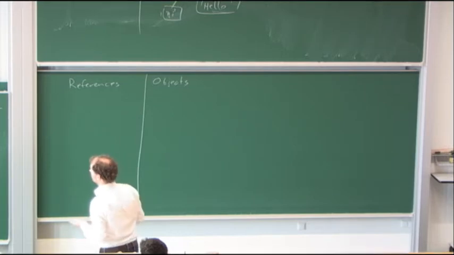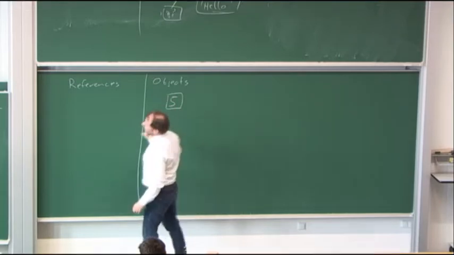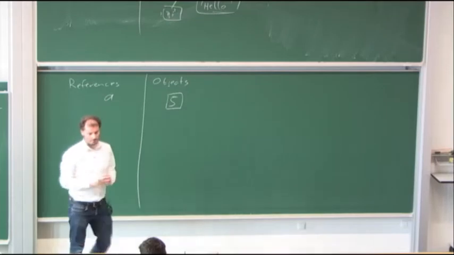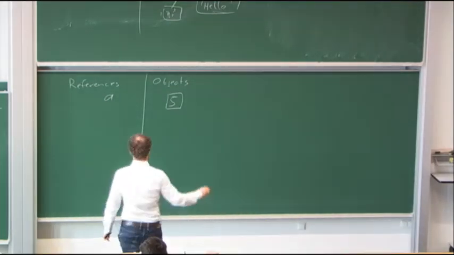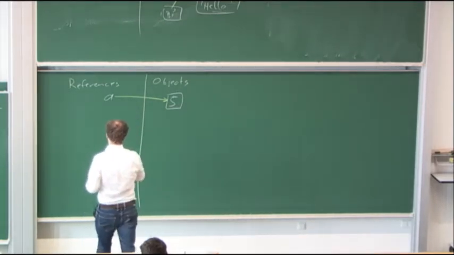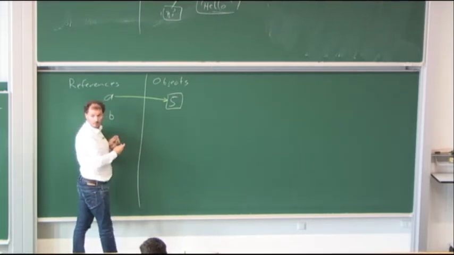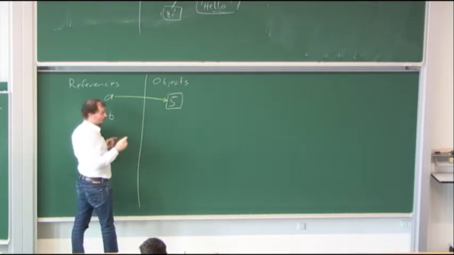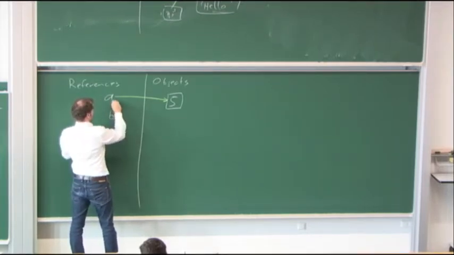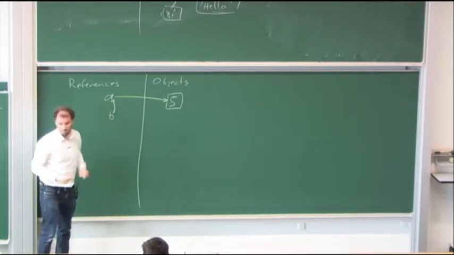Okay, let's have a look at what's going on. So I have a new object, 5. Now a points to that object. I have a new reference a that points to that object. Now b points to the same object that a points to, right? That's what I mean by saying b equals a. So this cannot happen. This is not possible in Python, right? References cannot point to each other.